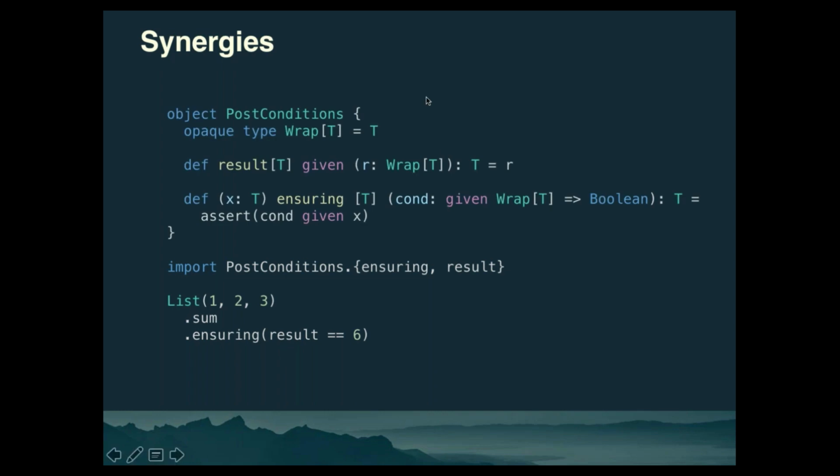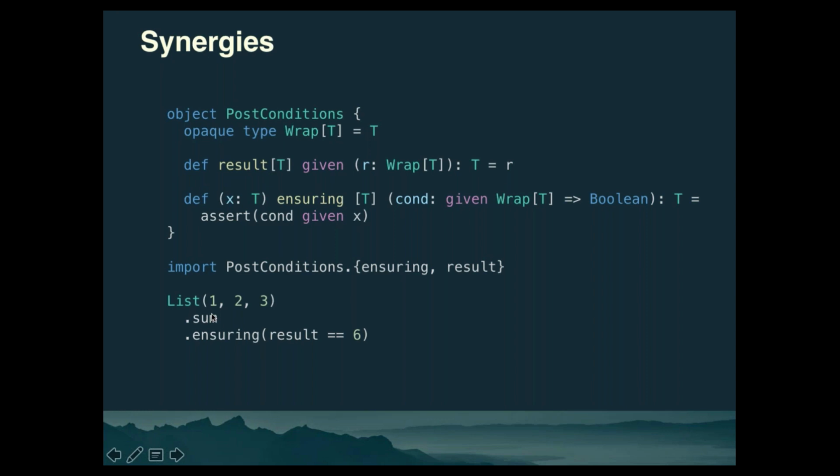So the idea is we can use a combination of opaque types, the new given types and given implicit function types to work together. The idea is that we would get the ensuring and the result from an object called postconditions. So here's what ensuring is. It takes an arbitrary type T, and it takes a condition that takes a Wrap of T to Boolean. And that is an implicit function type. What it does is simply an assert of the condition with the given parameter, the x. So it says, does that post condition hold for essentially the prefix of ensuring, the result? That's the result of this.